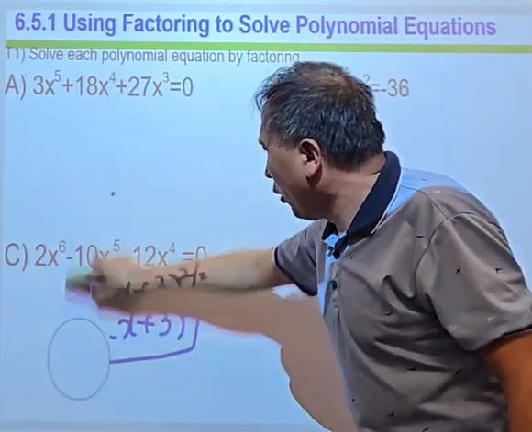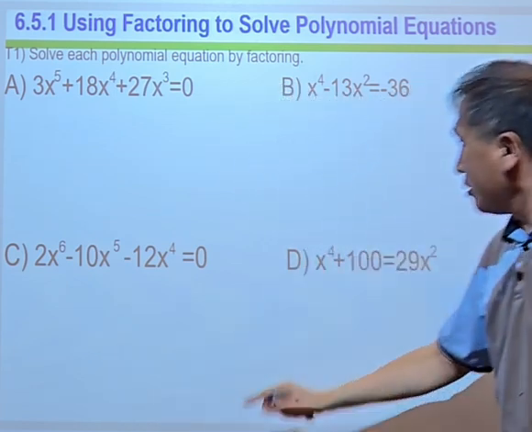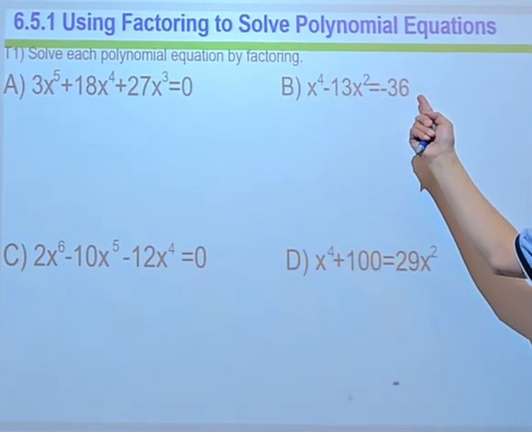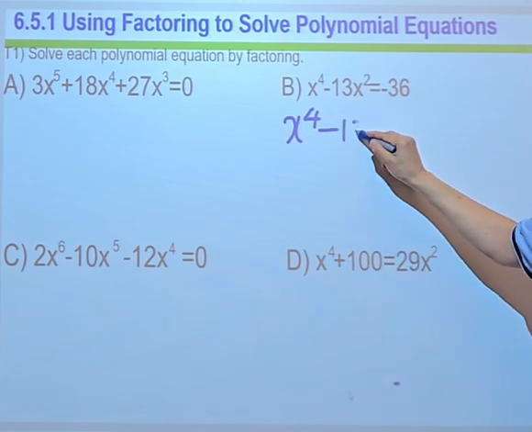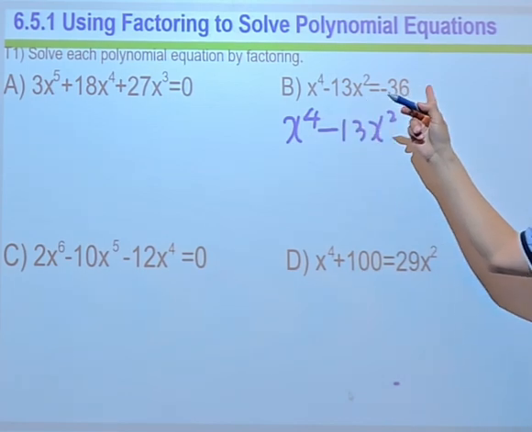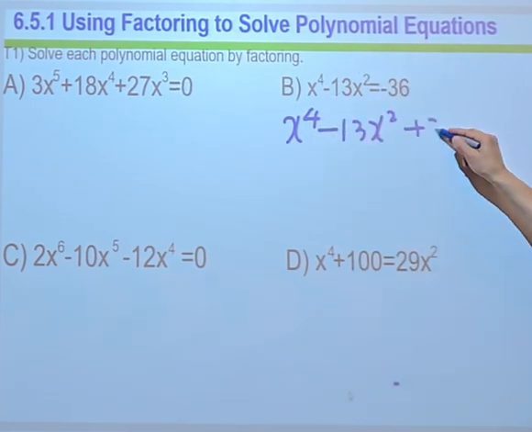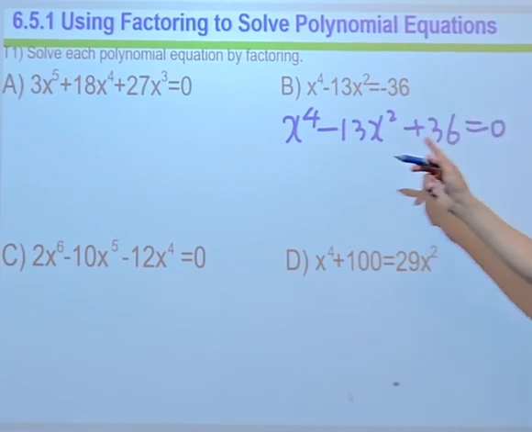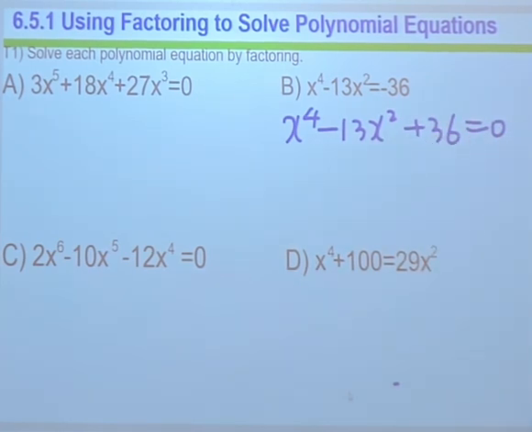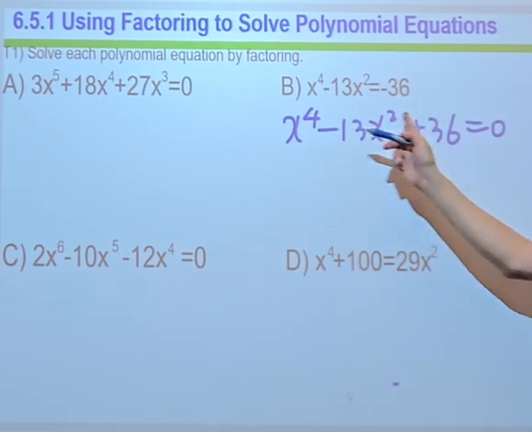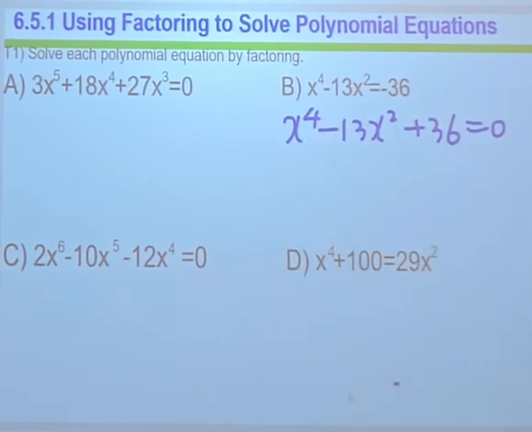This is one of the very important ones. Still, in order to solve the equation by factoring, we move everything to one side, which means the minus 36 moves to the other side, plus 36 equals 0. This is a trinomial, 3 terms, right? And there's no common factor among all 3, so there's nothing you can do.